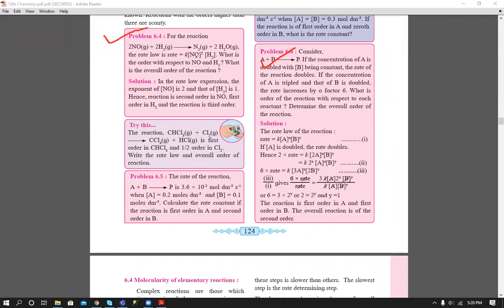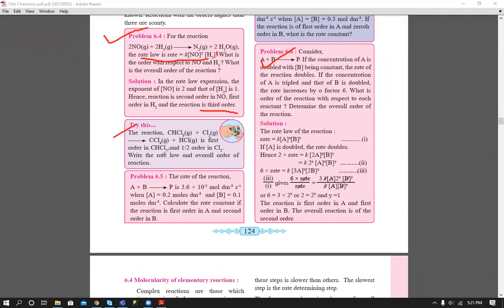What is problem 6.4? The reaction is given, and the rate law, rate expression, rate equation, all mean the same. What is the order? The power of NO is 2 and the power of H2 is 1. So 2 plus 1 equals 3, so it is a third order reaction overall. The order of reaction with respect to NO is 2, and with respect to H2 is 1.